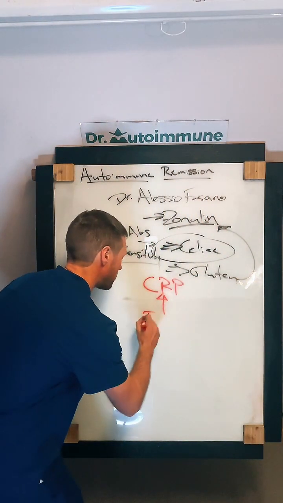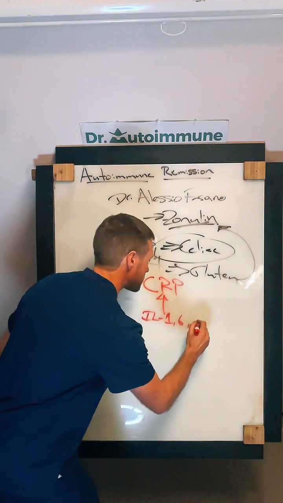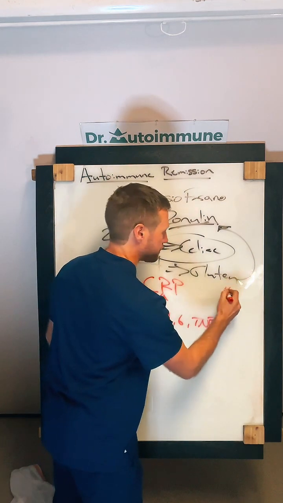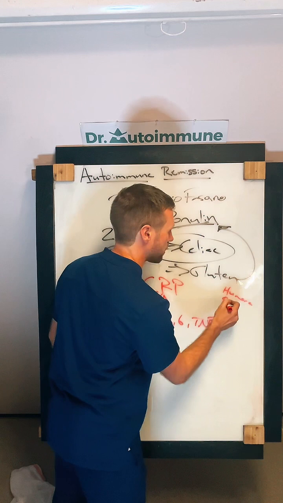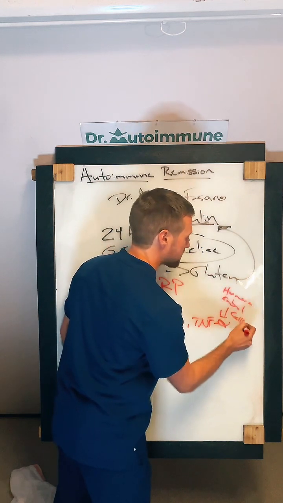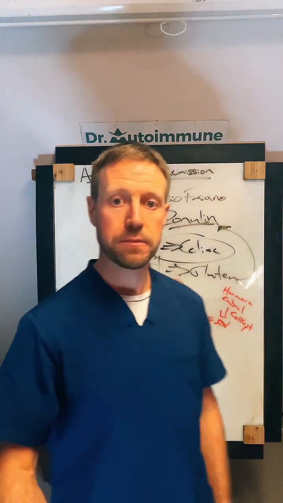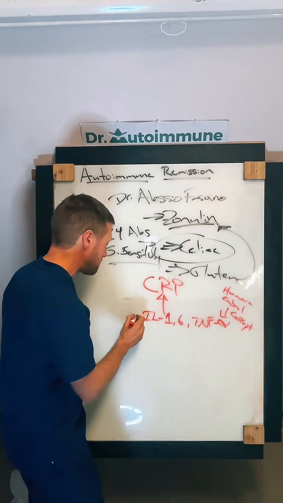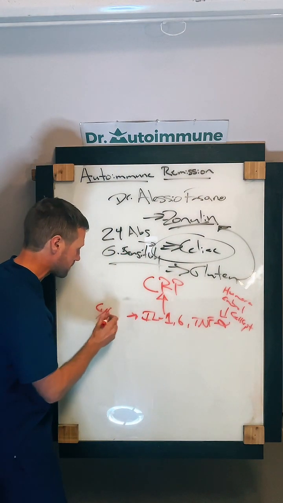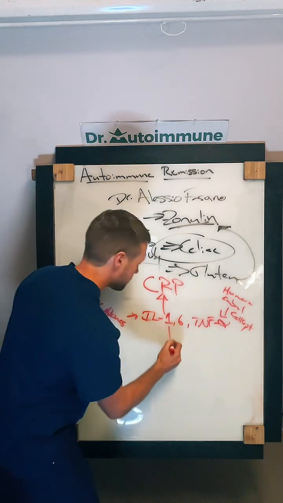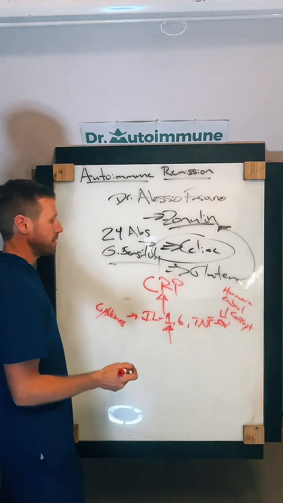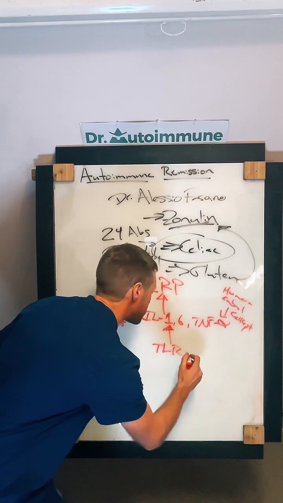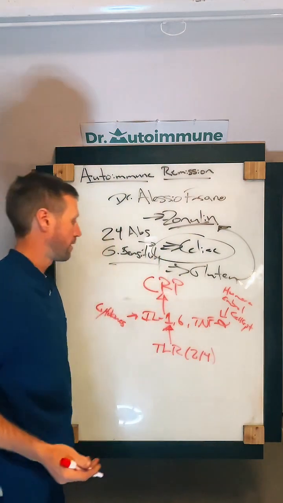C-reactive protein comes from interleukin 1, 6, and then TNF alpha. You may be familiar with that because that's what Humira targets. That's what Enbrel targets. That's what CellCept targets. So we know that inflammation actually stems from these messengers, right? They're actually called cytokines, and those are being triggered as a result of toll-like receptors, mainly 2 and 4.